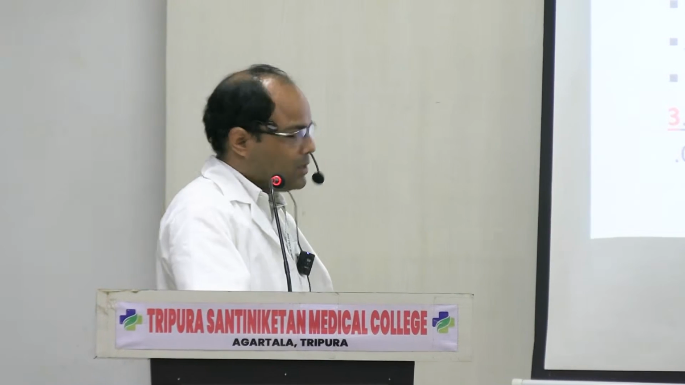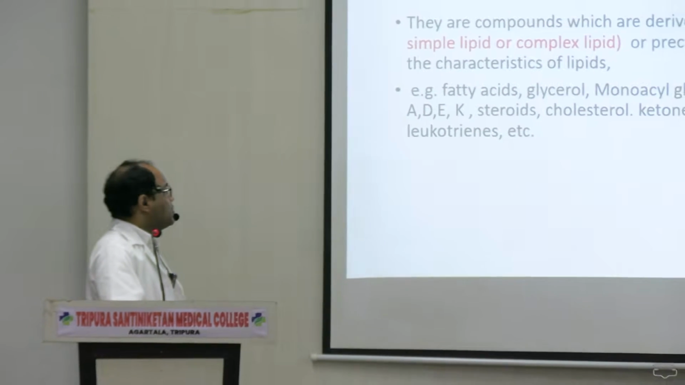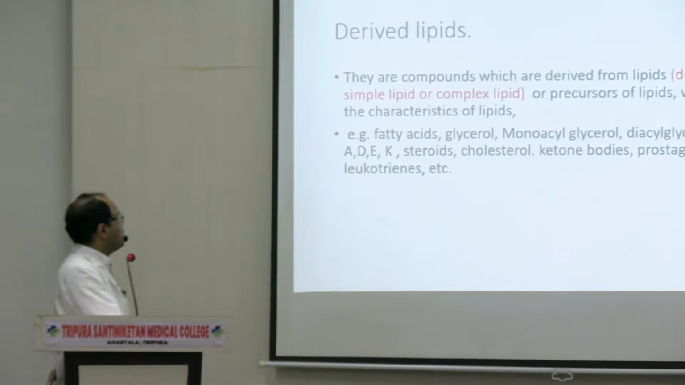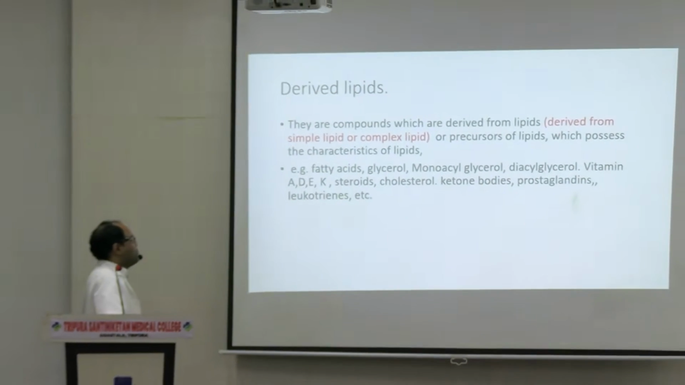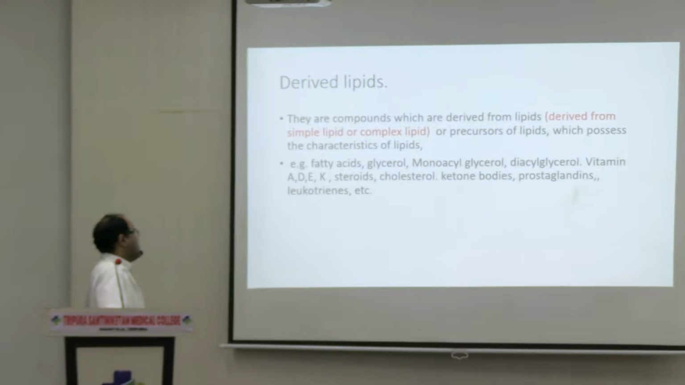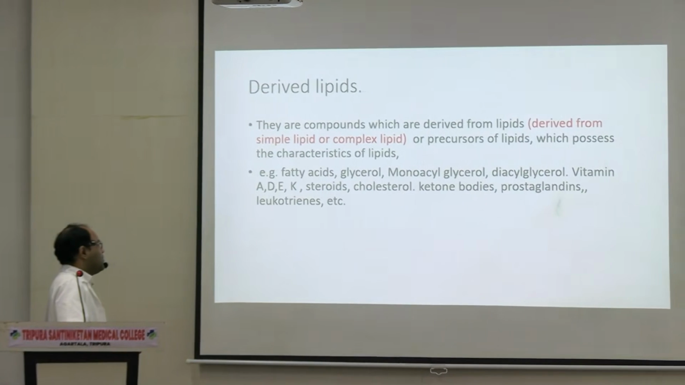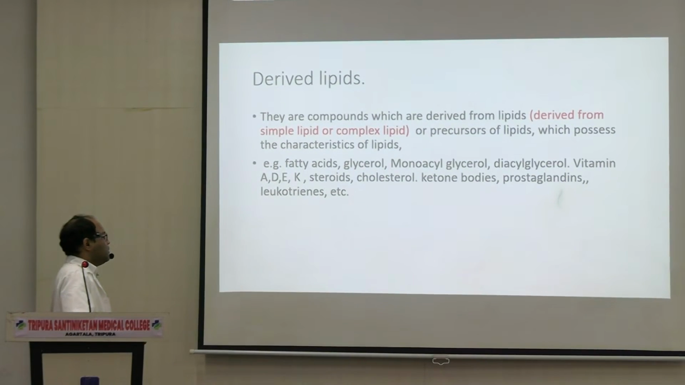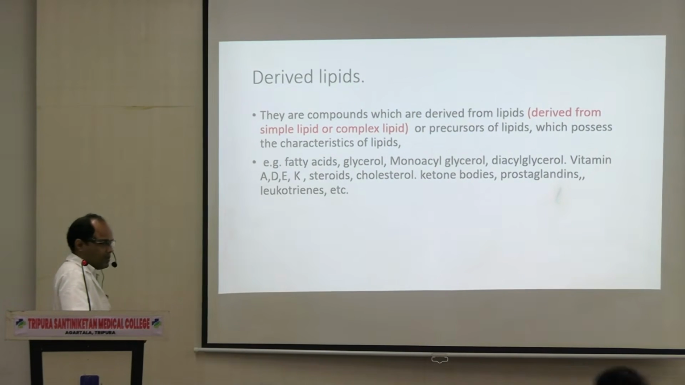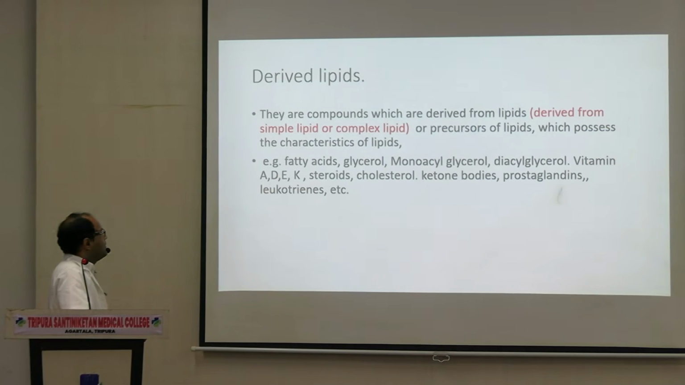These are all compound lipids. Derived lipids are compounds derived from simple lipids or complex lipids, or precursors of lipids, which possess the characteristics of lipids. Examples: fatty acids, glycerol, monoacylglycerol, diacylglycerol, vitamin A, vitamin D, vitamin E, vitamin K. These are all derived lipids.